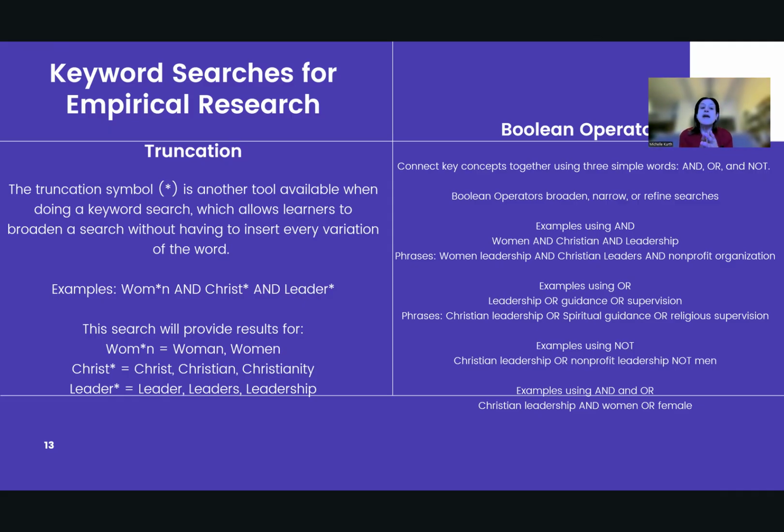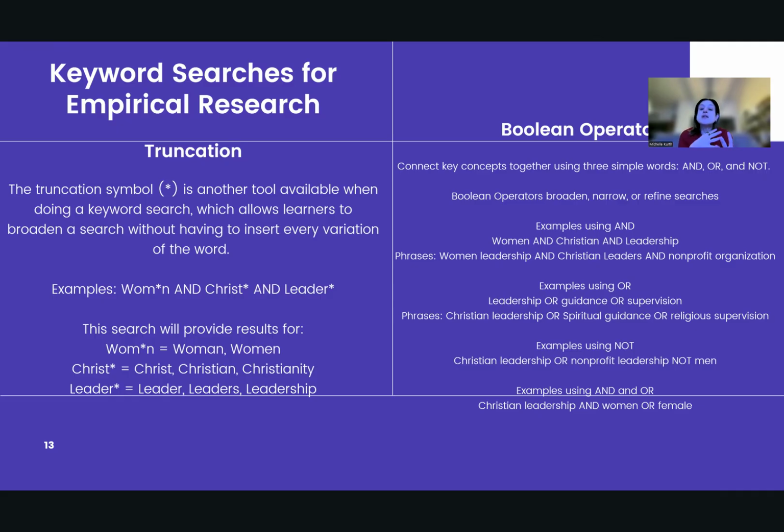Okay. So on the truncation, I talked about woman or women and Christ and leader. I could type in women and Christian and leadership, and that will pull up those phrases. If I wanted to use the or, I could say Christian leadership or religious supervision or spiritual guidance. It would pull up this or this or this. Let's say if it's in the title, for example.